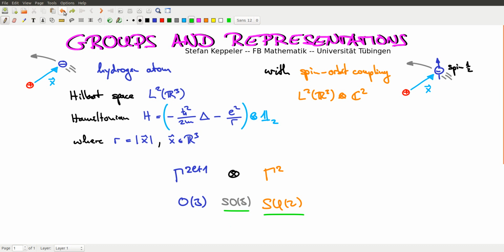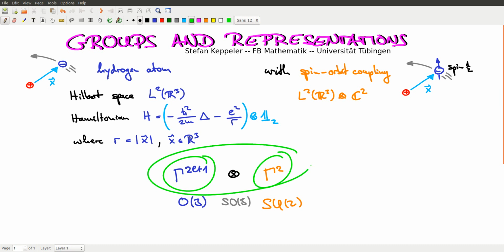So there is a way to view this as an SU2 representation, and then we have also an SU2 representation here, and then it makes sense to speak about these tensor products as a product representation of SU2.